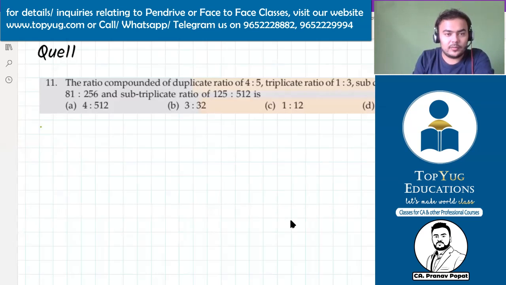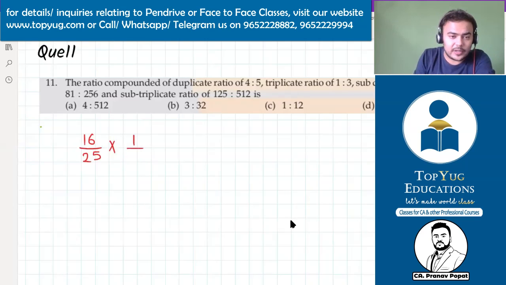So the ratio compounded of the duplicate ratio of 4 by 5, which is 4 squared, 16, and 5 squared, 25. Then the product of the triplicate ratio of 1 by 3, so 1 upon 27, since 3 threes are 9, 3 nines are 27. Then the sub-duplicate ratio of 81 by 256, which is 9 by, what is the square root of 256? It is 16. Then multiplied by the sub-triplicate ratio of 5 by 512. And what is the cube root of 512? I think it is 8.